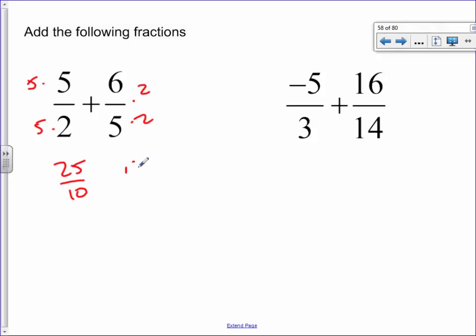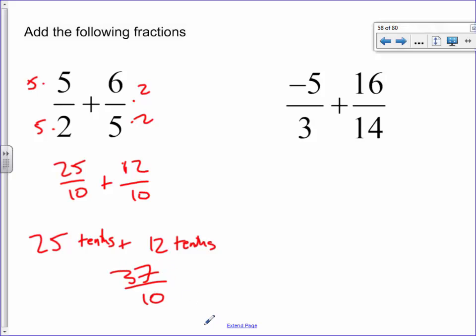Here 6 times 2 is 12. 5 times 2 is again 10. 6 over 5 is 12 over 10. It's just a bigger version. The issue now is we have the same thing. We have 25 tenths plus 12 tenths. Do we have the same unit of measurement now? Yeah. So 25 and 12 is 37 tenths.